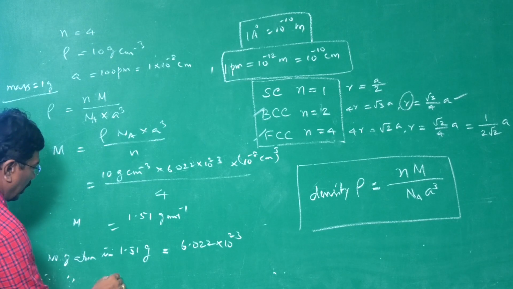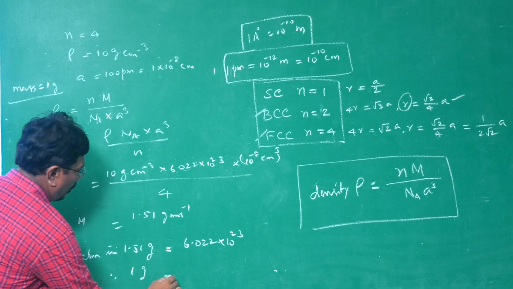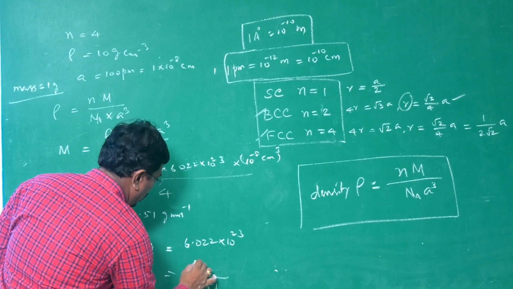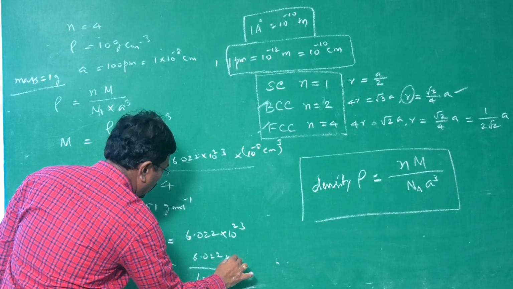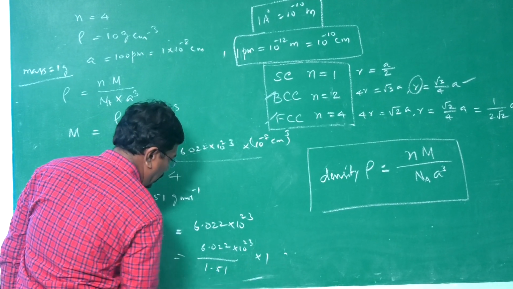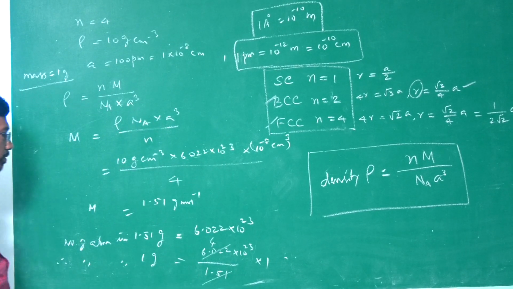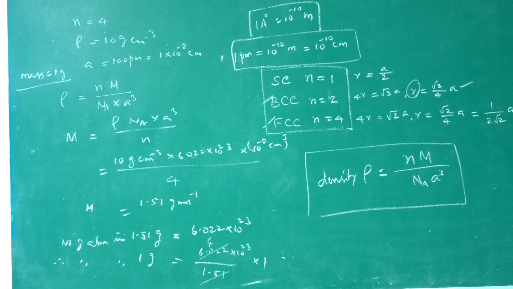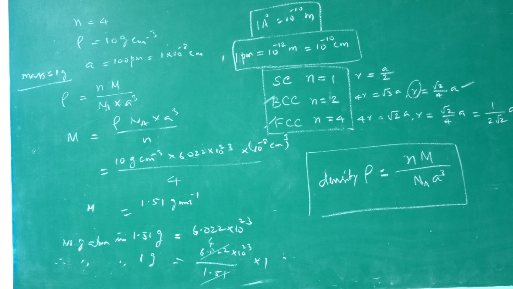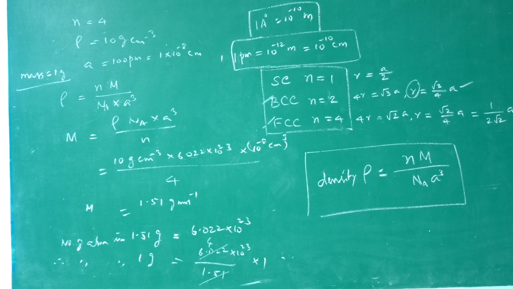Therefore, number of atoms in 1 gram is 6.022 into 10 power 23 into 1 divided by 1.51. It comes approximately 4. So, 4 into 10 power 23 atoms. That's all.